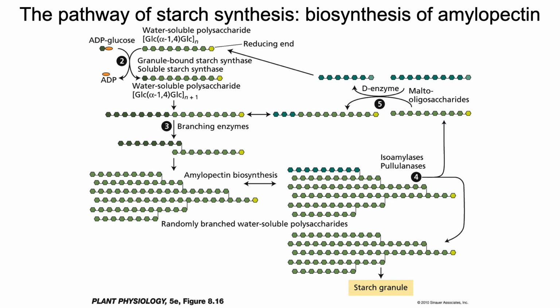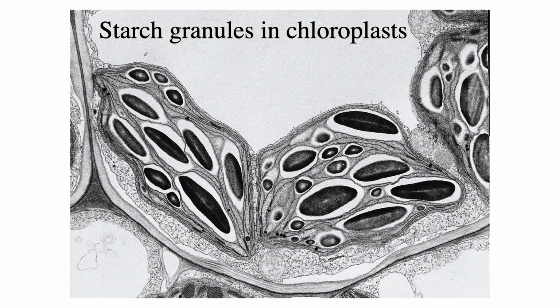Amylopectin can make up between 70 and 80% of the starch, and varies depending on the plant species and storage organ. In this slide, you can actually see the well-developed starch granules in the chloroplast in this electron micrograph. This is what a chloroplast would look like at the end of the day as the starch continues to grow during the light of day.